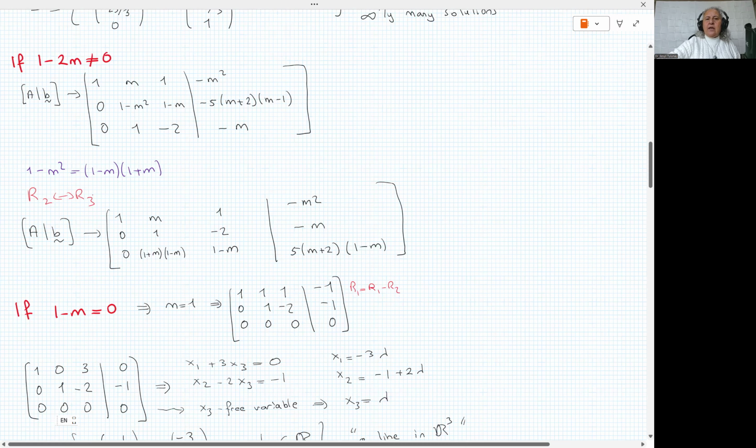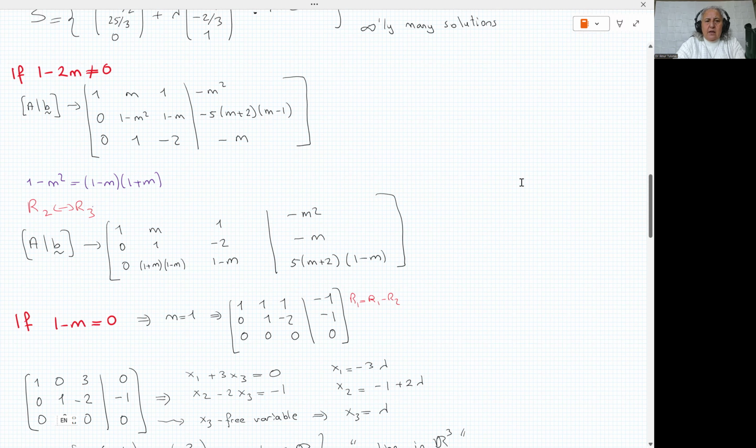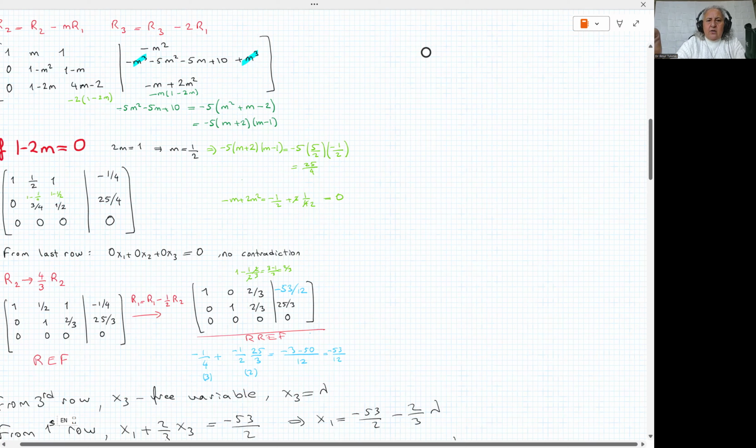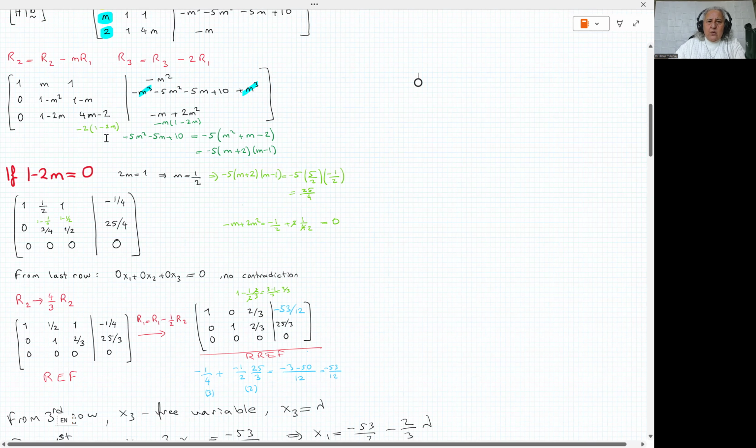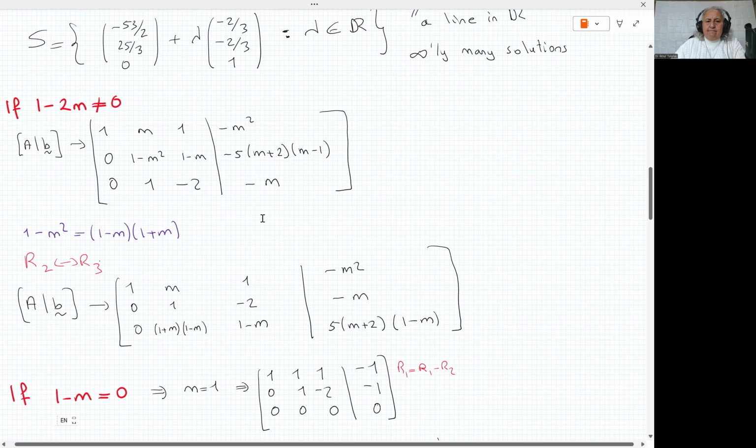Okay, so we need to think now, assume that 1 minus 2m is not equal to 0. If that is the case, then we can divide the last row by 1 minus 2m. As we see here, that was the common factor, right? Here 1 minus 2m is the common factor. If 1 minus 2m is not equal to 0, we can divide everything by it. If we divide, we have 1 here, minus 2 here, and minus m here. This is what I have here, right? That's the case.